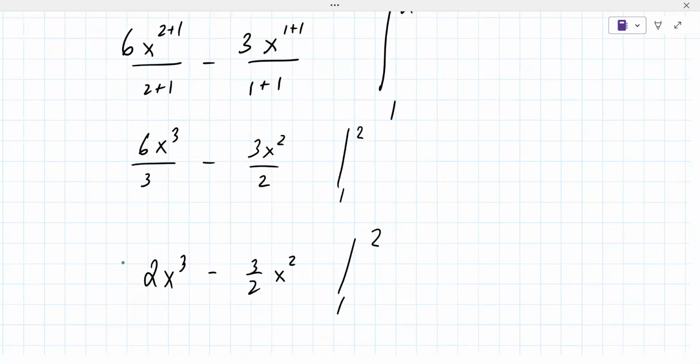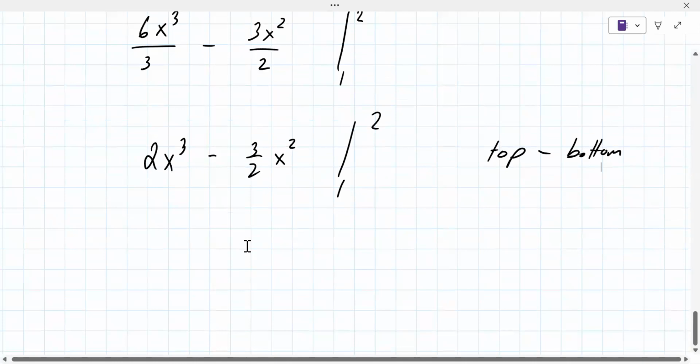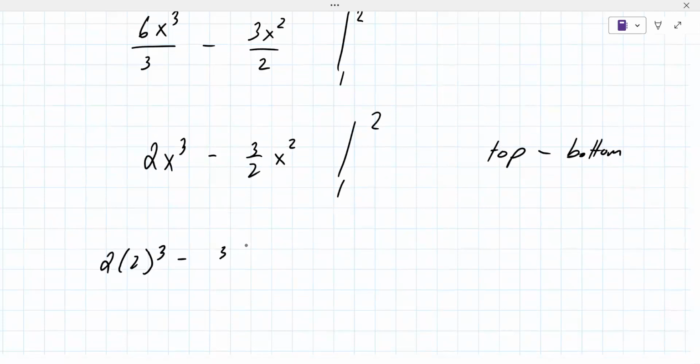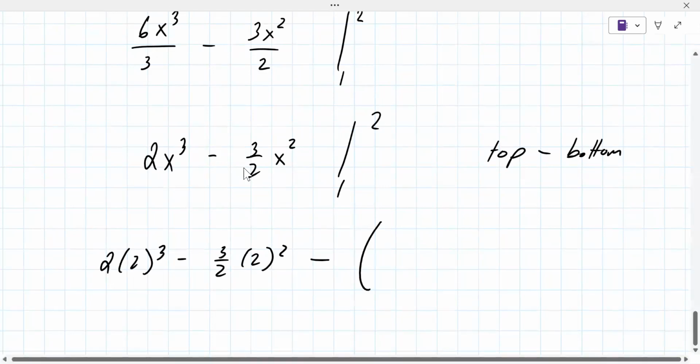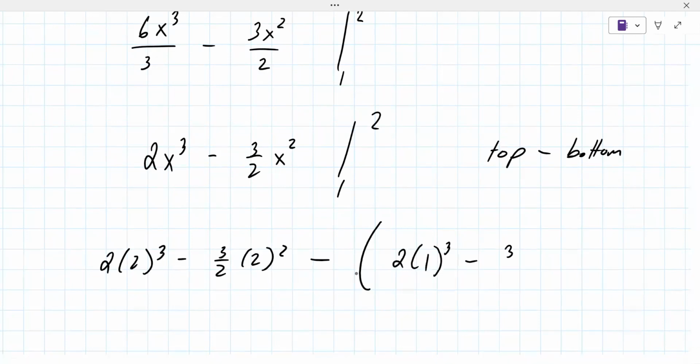Again, it's top minus bottom. I think you said you were not taking calculus 2, but if you were, that would be an important thing to remember. That's why I say it that way. So it's 2 times 2 cubed minus 3 halves times 2 squared, minus big parentheses, because you have more than one term here. You don't want to miss the signs. That's why it goes in parentheses. 2 times 1 cubed minus 3 halves times 1 squared, like that. So go ahead and give that a try, and let me know what you come up with.